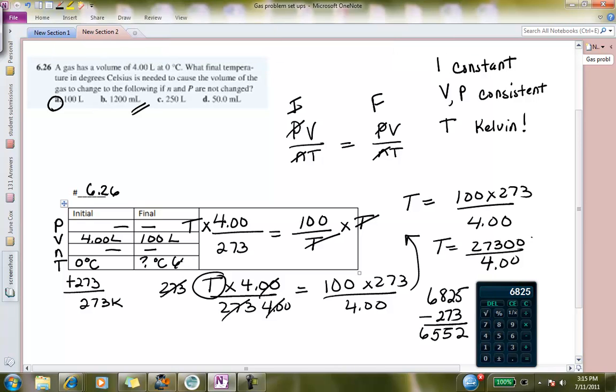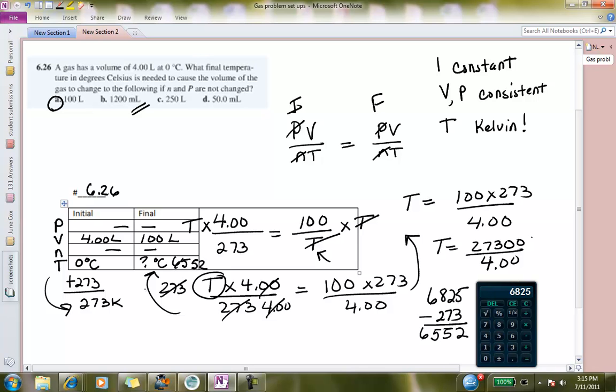Now that's a really, really big temperature, I know. But those are the processes that you would need to go through. I picked a tougher one here because we ended up with the T in the denominator, which makes it a little tougher to work out. But that is my Celsius temperature. Notice I changed it into Kelvin, and then I had to change it back into Celsius to give them the answer.